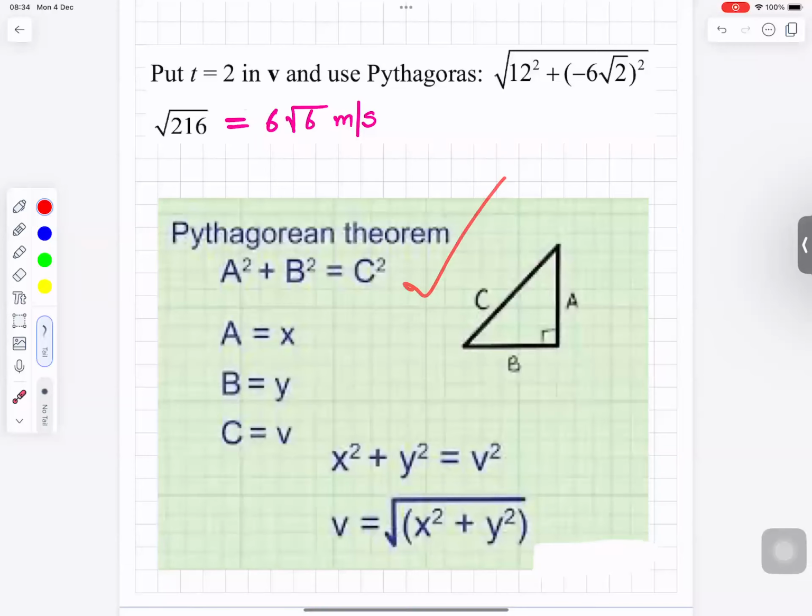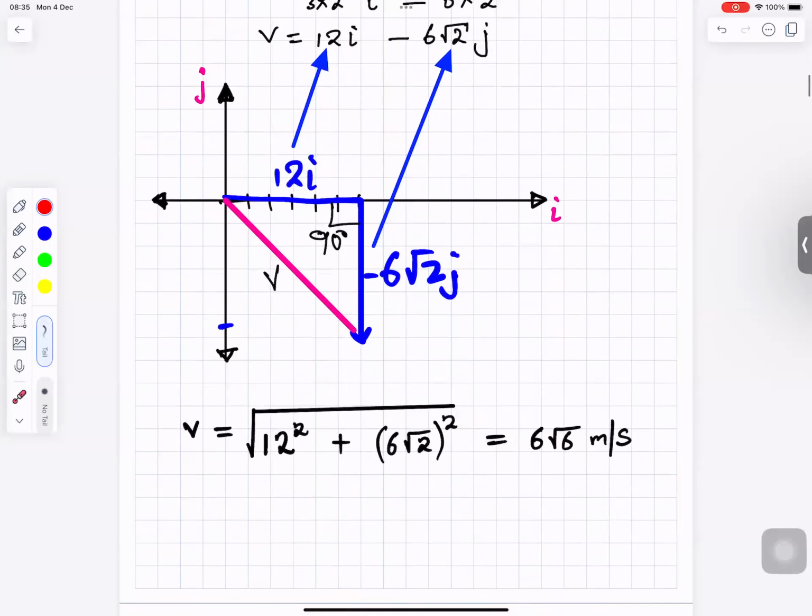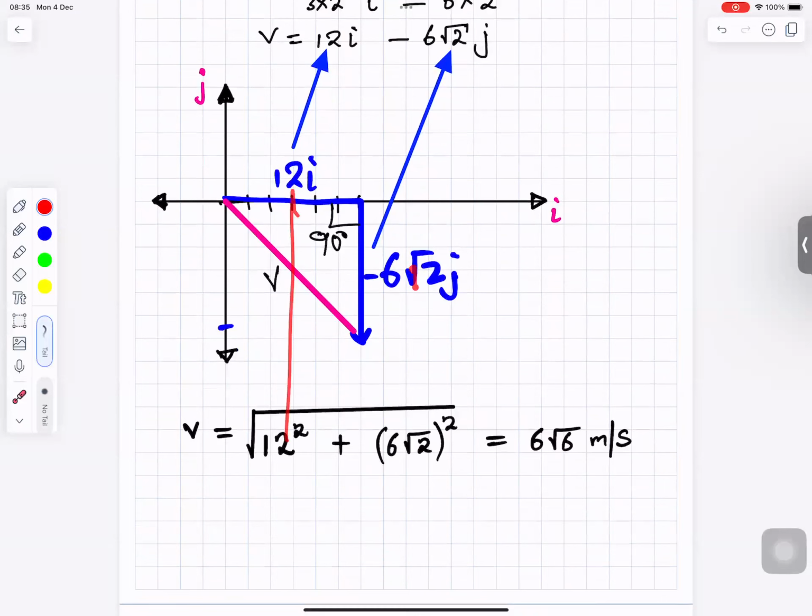And I've got here the Pythagoras formula, just to remind you. So this is when you put t equals 2. So 2 squared is 4. 4 times 3 is 12. And you put t equals 2 there, 2 to the power half times 6. So this is what it looks like: 12i to the right and minus 6 root 2 j down. And then we use 12 squared plus 6 root 2 squared. And that gives you 6 meters per second.